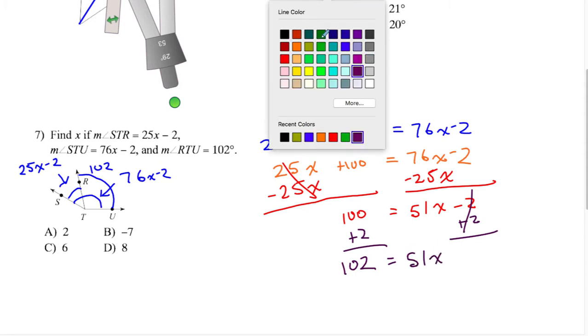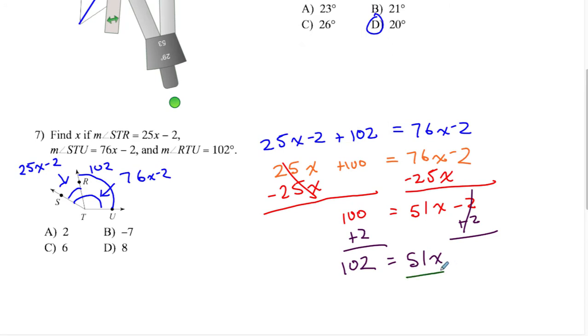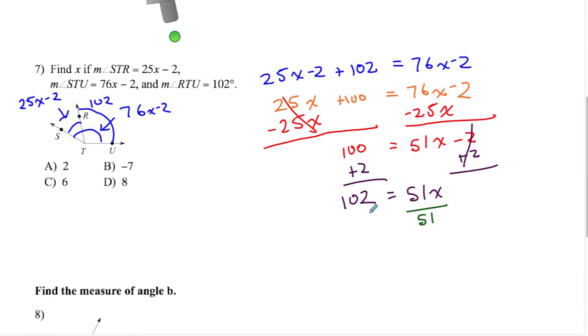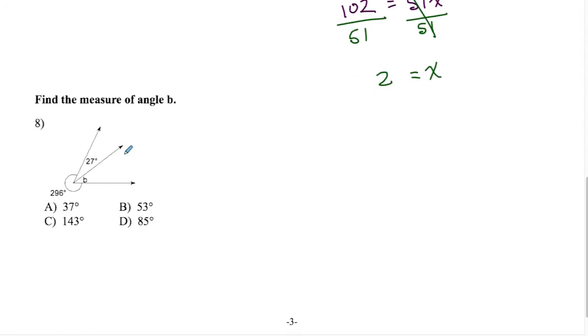So add 2 to both sides, and that gets rid of the 2's, and I now have 102 is equal to 51x. All right, almost there. Last step now. I have to divide both sides by 51 because 51 is being multiplied by x, so the opposite of multiplying by 51 is dividing by 51 on both sides, so that gets rid of the 51. x is now equal to 102 divided by 51, which is 2. The correct answer is A.